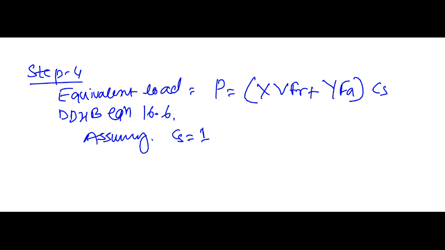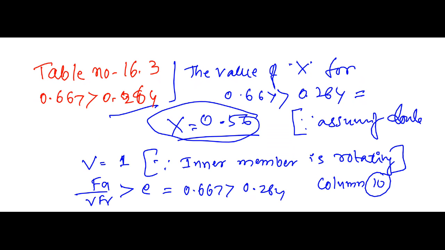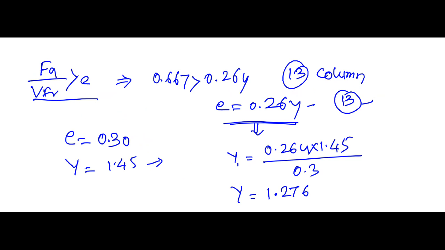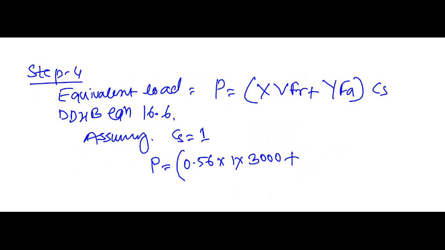Now what is the equivalent load we are going to get here? P equal to X, how much did you get? X equal to 0.56. Now V is 1, radial load is 3 kilonewton. So the value of Y is 1.276. Now axial load is 2 kilonewton. Let us say S equal to 1. Now you calculate what is the equivalent load here.